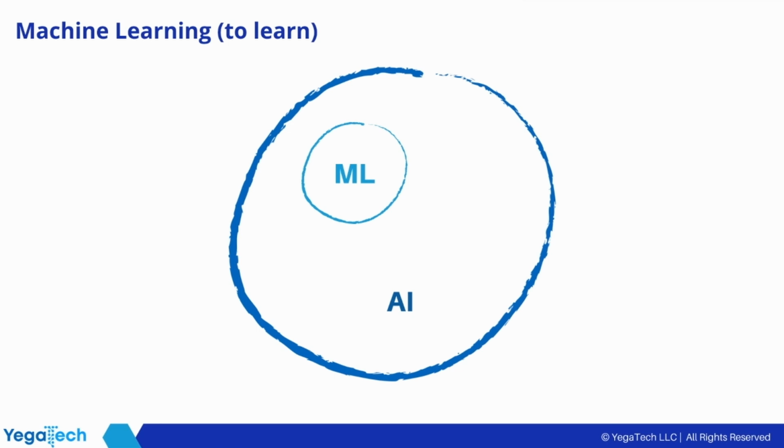A straightforward way of thinking about AI and machine learning is that all machine learning methods are AI methods, but not all AI methods are learning based. It means machine learning is a subset or a branch of AI. A good example of a machine learning system that most of us are familiar with is spam detection.